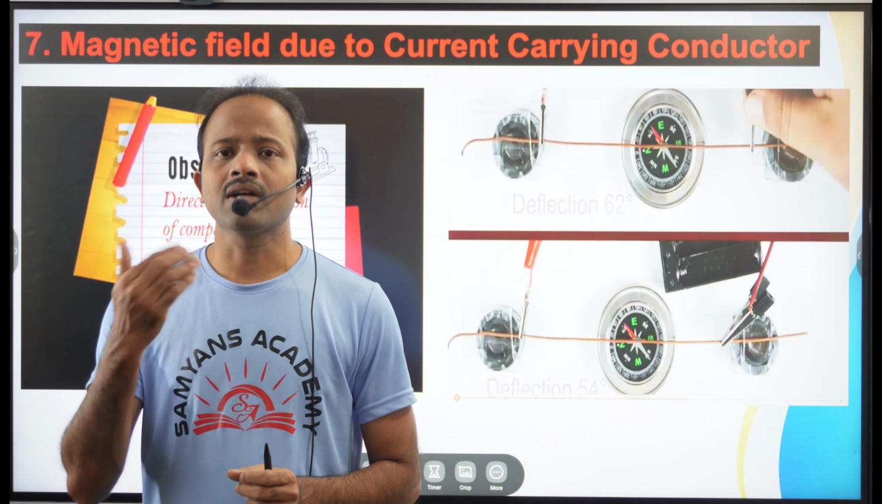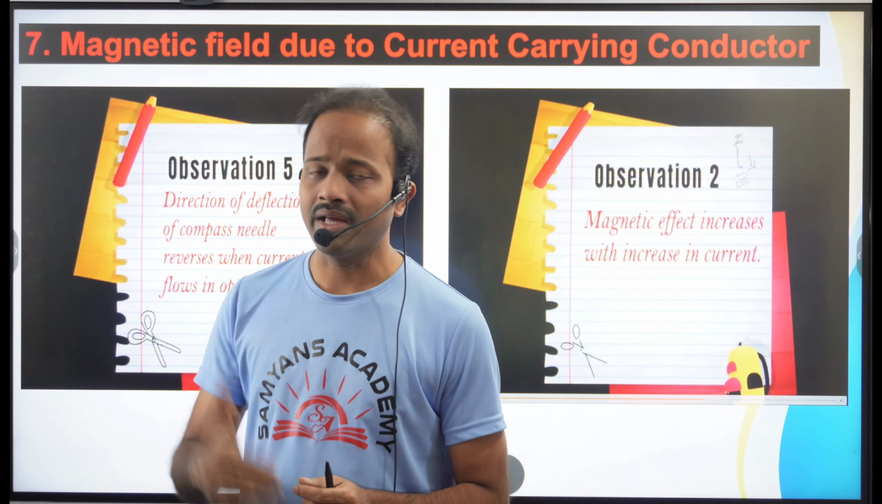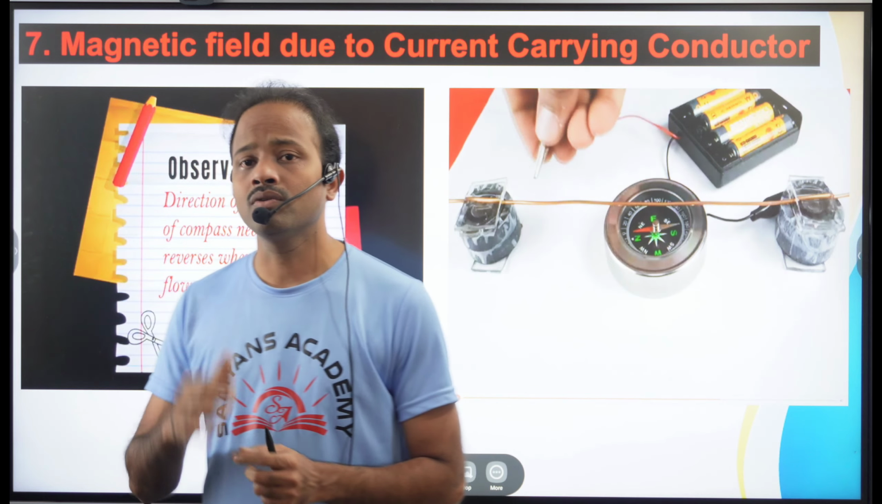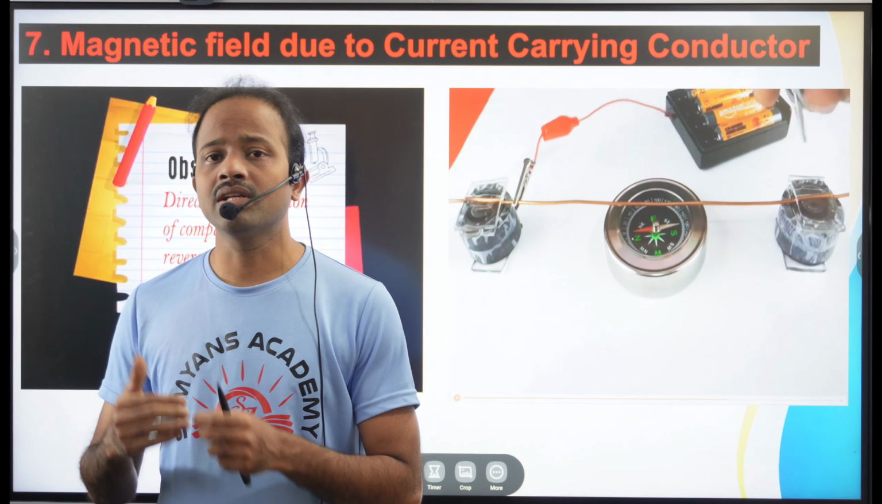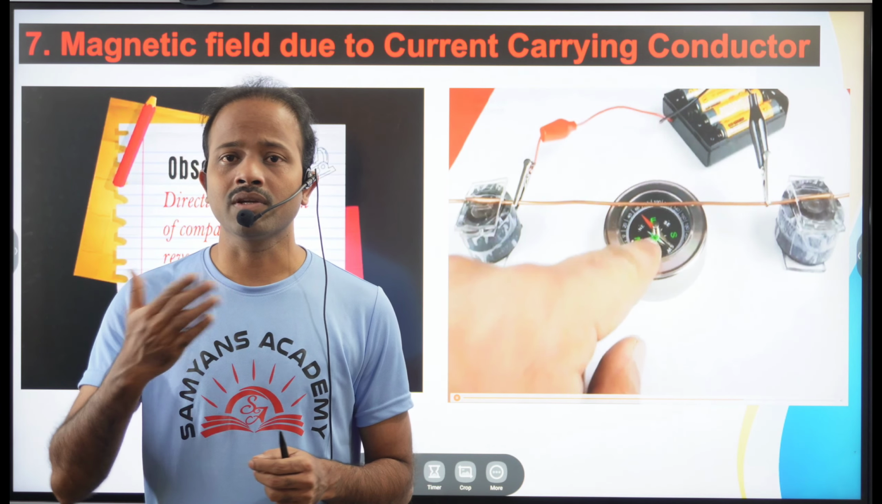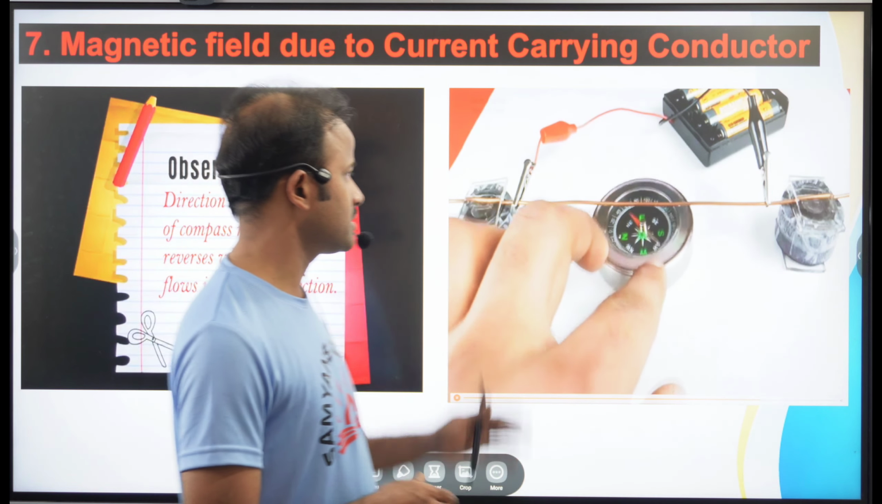When you increase the current by increasing the number of cells, now we can confirm that the deflection in the compass needle also increases. Previously it was deflected to 52 degrees. Now when you increase the current, it was deflected to 64 degrees, right? 64 or 62 degrees, right?